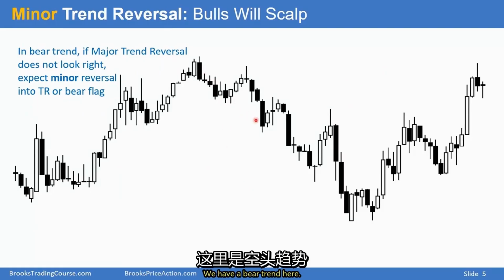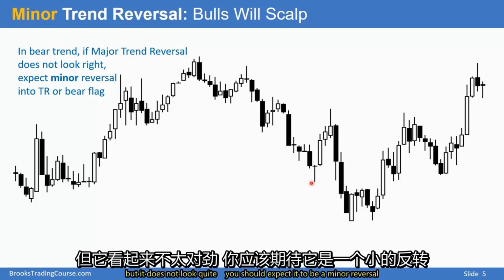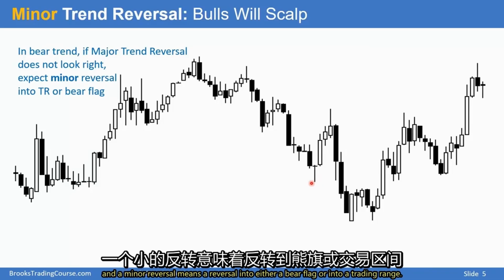We have a bear trend here. If ever you see a reversal and you're wondering if it's a major reversal, but it does not look quite right, you should expect it to be a minor reversal. And a minor reversal means a reversal into either a bear flag or into a trading range.